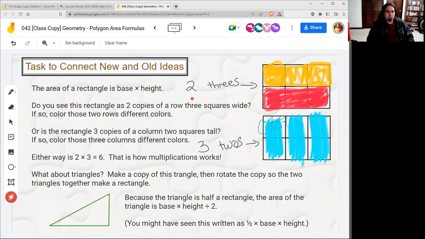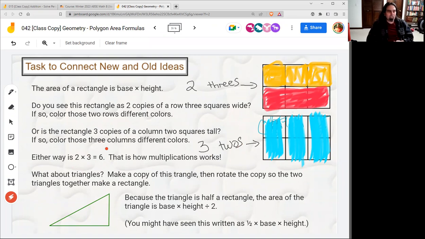Okay, so the point of all that was that you could think of this rectangle as two different threes or as three different twos. They both work, and 3 times 2 is 6 either way. It doesn't matter which one you think of as the thing and which one is how many copies. It works either way.